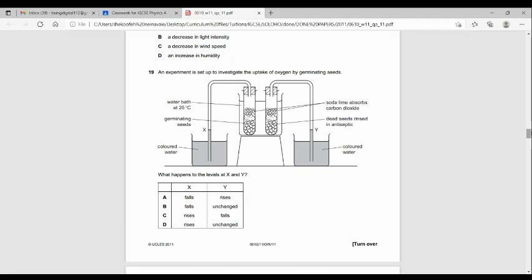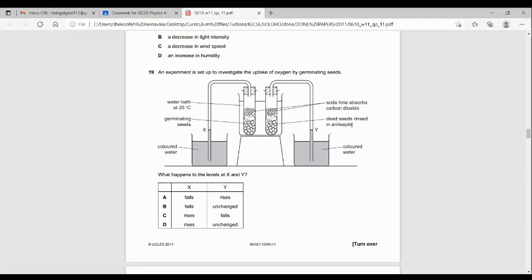Question 19. An experiment is set up to investigate the uptake of oxygen by germinating seeds. What happens to the levels at X and Y? So we look at X and Y. It is a colored water. Most of them, there is water in it. There is a water bath. The temperature is adjusted, it's quite normal. There are germinating seeds in it.